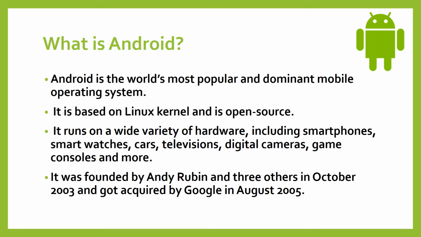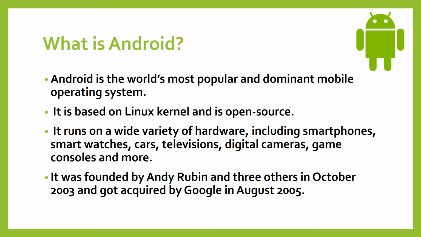So, what is Android? Android is the world's most popular and dominant mobile operating system. Nowadays, each and everyone uses a smartphone, and most of them are installed with an Android operating system. It is based on the Linux kernel and it is open source. It's freely available, so why should one pay and go for a proprietary operating system? Hence, Android has become so popular.